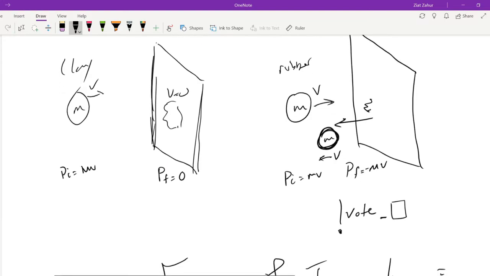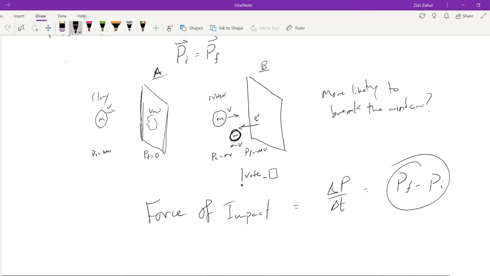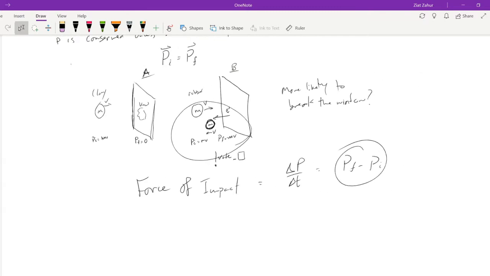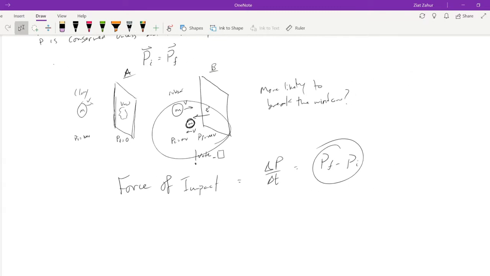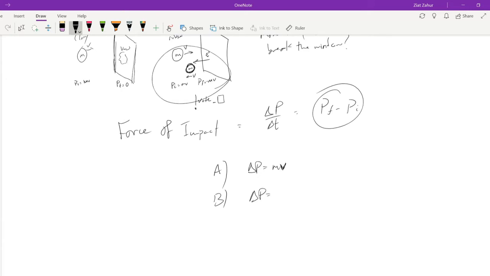Yeah, so what is my delta p? Of course, the one that bounces back has twice the amount of change in momentum. So for A, delta p is equal to mv. For B, delta p is equal to 2mv. Yeah, it's twice the impact.